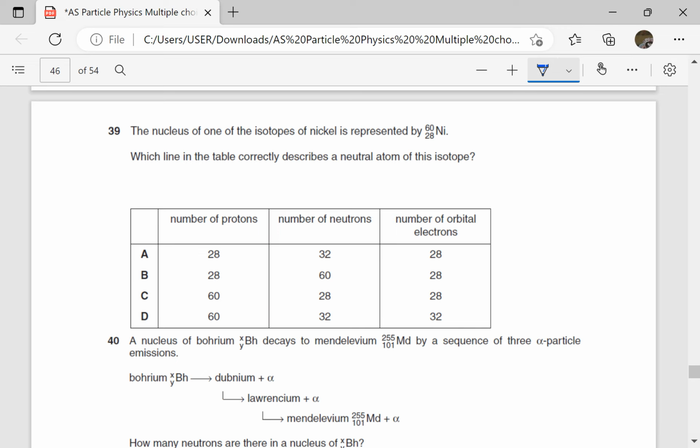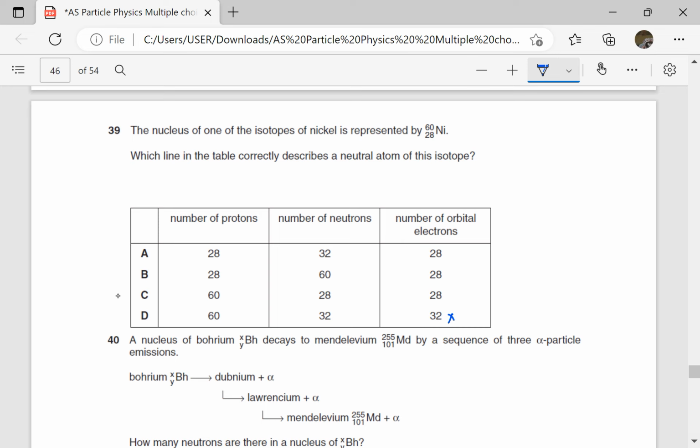The nucleus of one of the isotopes of nickel is represented by that symbol. Which line in the table correctly describes a neutral atom of this isotope? If it is neutral, it must have the same number of electrons as the number of protons. So we first eliminate D. We look at the number of electrons. The number of protons of nickel is 28, so we eliminate the one which is saying 60.